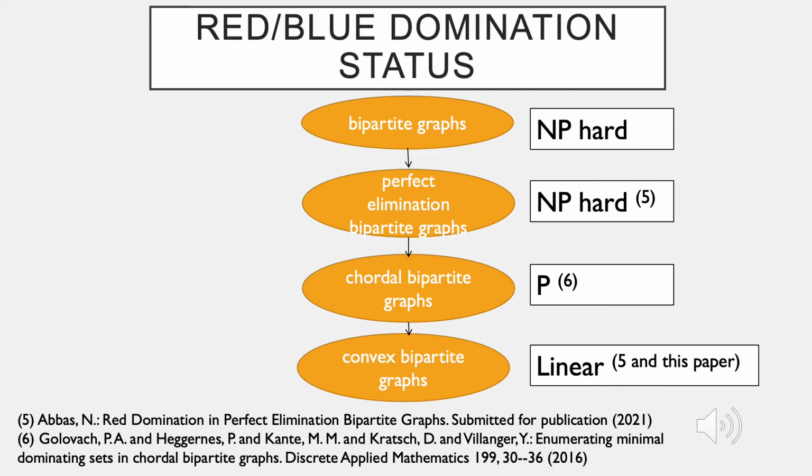Unlike chordal bipartite graphs, convex bipartite graphs are not symmetric. An algorithm for red domination on convex bipartite graphs might not work for blue enumeration. In this paper, we present 2 algorithms for convex bipartite graphs, one for calculating a minimum cardinality red dominating set, and the other for calculating a minimum cardinality blue dominating set. Though the results in 5 can be used to calculate a minimum cardinality red dominating set, the algorithm we present here is simpler and slightly faster.